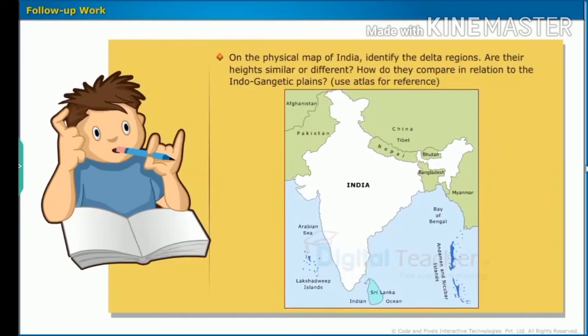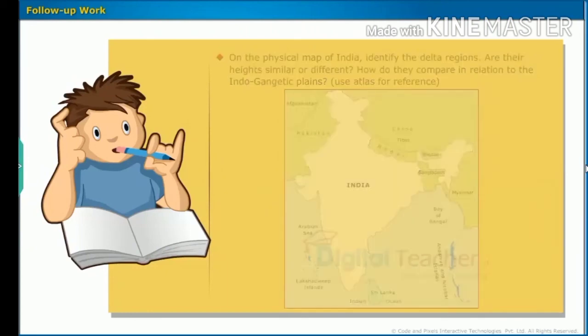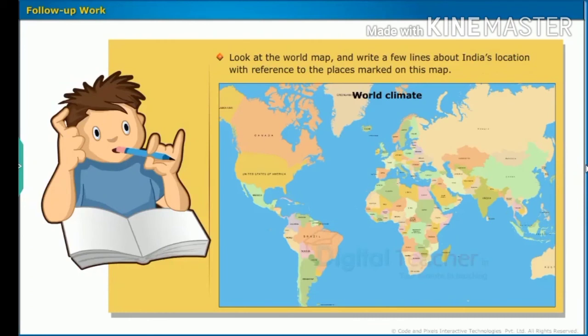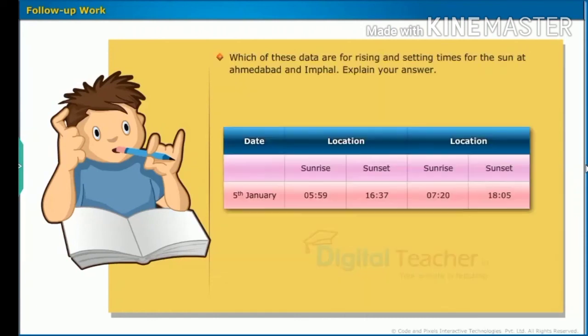On the physical map of India, identify the delta regions. Are their heights similar or different? How do they compare in relation to the Indo-Gangetic plains? Look at the world map and write a few lines about India's location with reference to the places marked on this map. Which of these data are for rising and setting times for the sun at Ahmedabad and Imphal? Explain your answer.